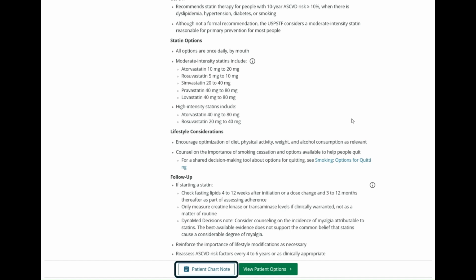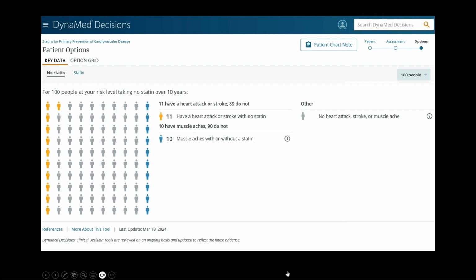Because we've scrolled down, you'll notice that the patient chart note button migrates with that scroll. So we think a lot about user experience. And so if the person has not yet clicked on that chart note, we don't want them to have to scroll back up in this instance. So it migrates down with them so they can have it handy there if they want to use it at that point after reading through the clinical guidance content. But since we've already seen that, let's go ahead and move forward to patient options.